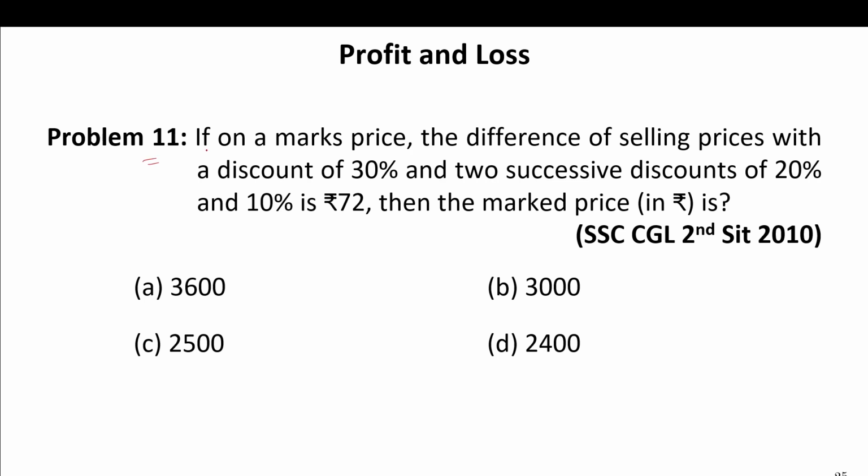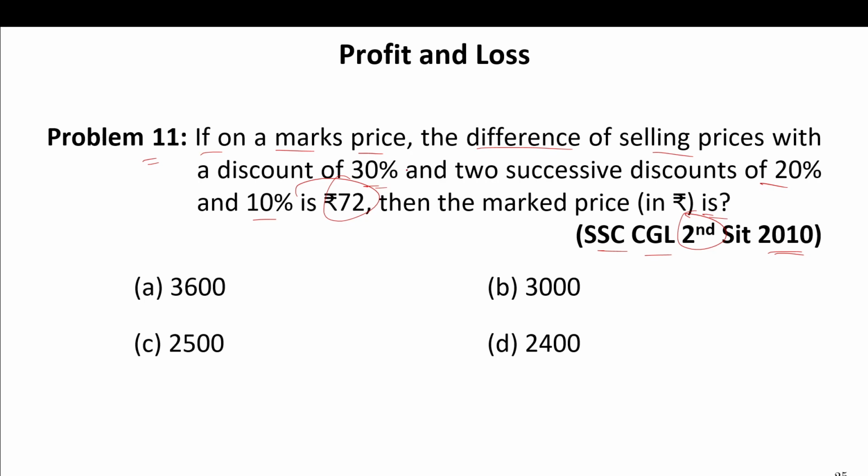So let's see problem number 11. So if on the marked price, the difference of selling price with a discount of 30% and two successive discounts of 20% and 10% is 72 rupees, then the marked price is what? Okay, so this question has appeared in SSC CGL second sitting 2010 paper. Okay, is it 3600, 3000, 2500 or 2400?